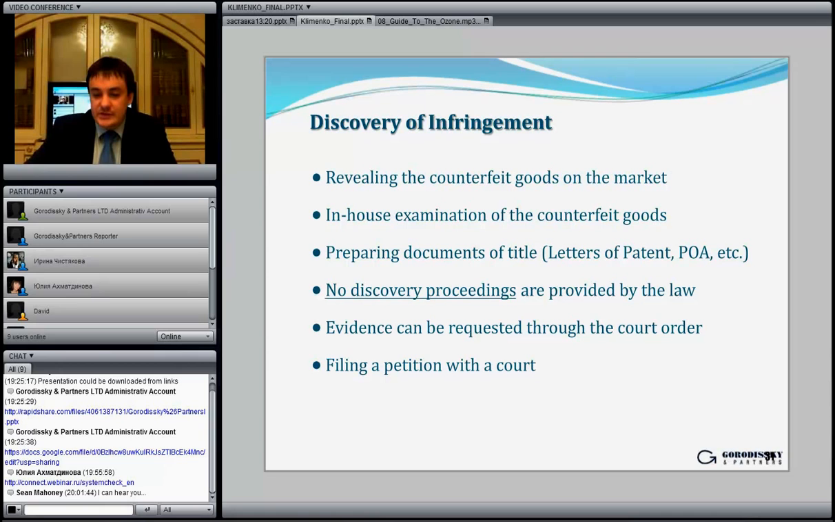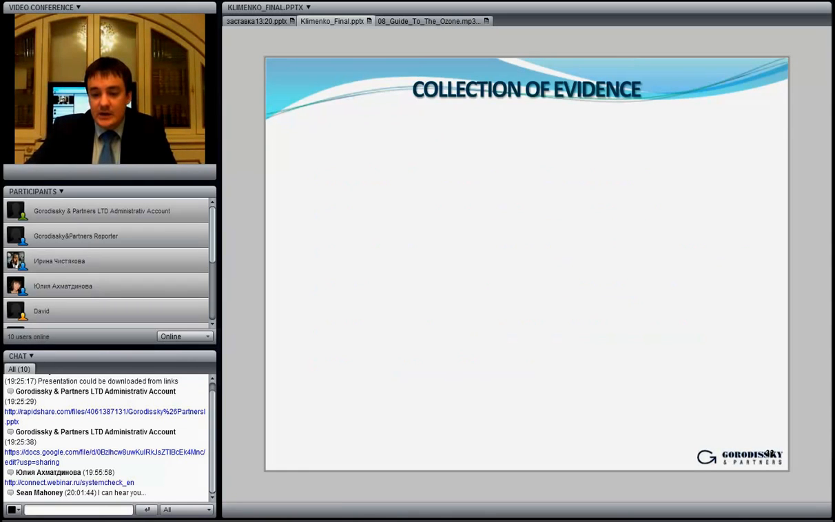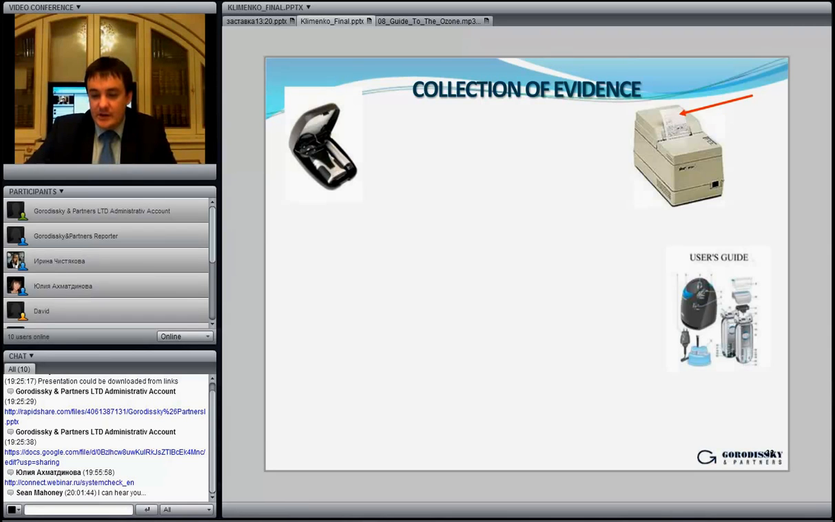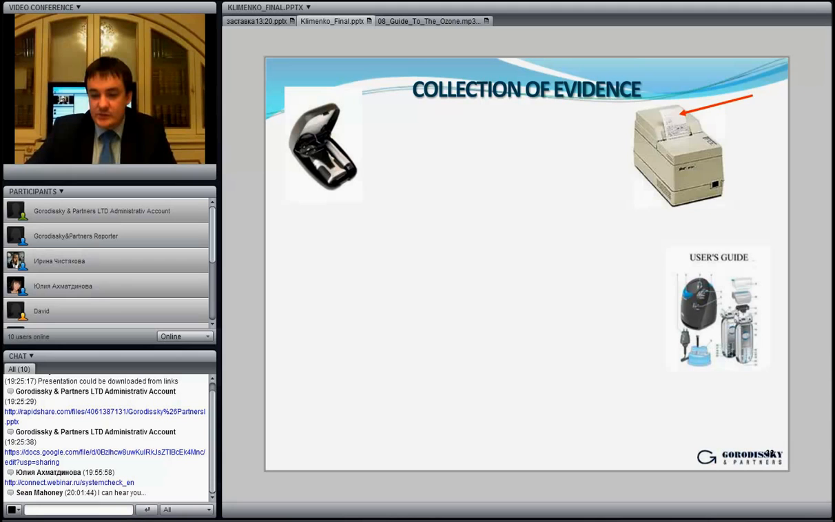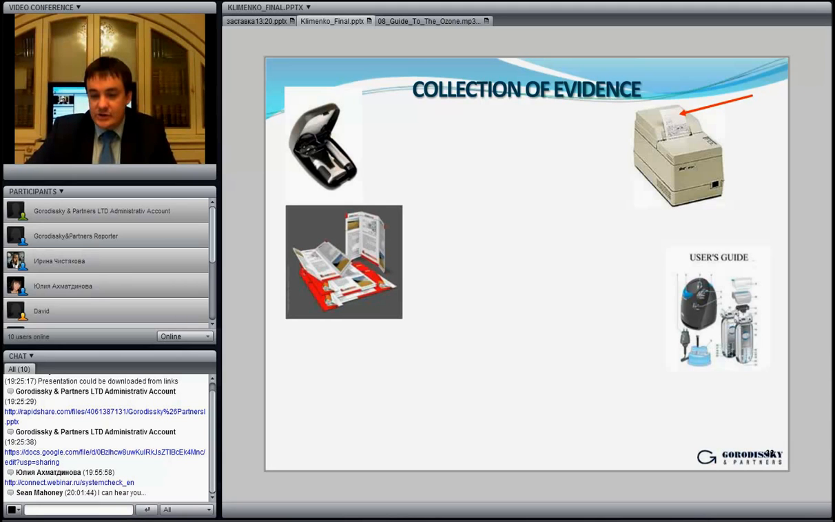It should be noted that no discounts are provided by the law, and therefore the patent owner should secure evidence himself or by ways which are provided by the law. For instance, there are different ways of collection of evidence.